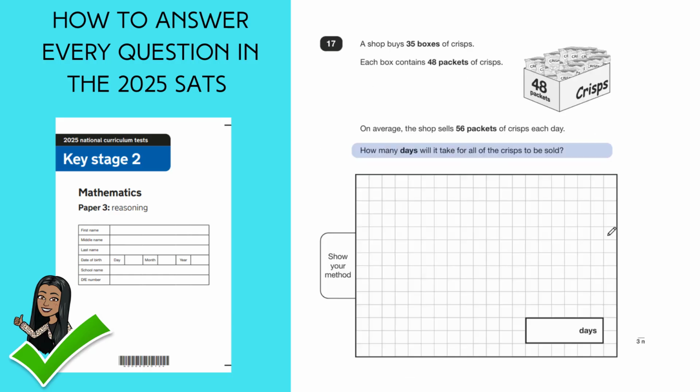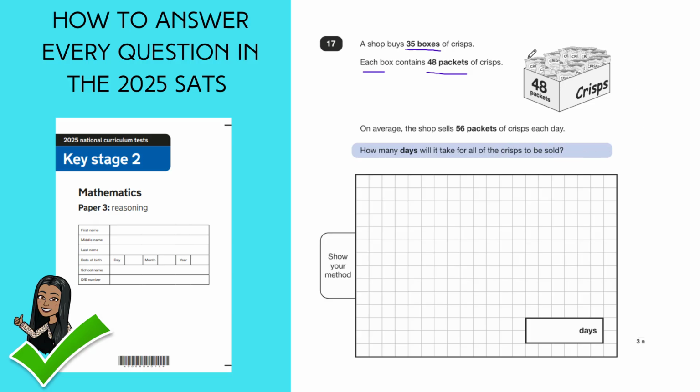Question 17. This question is worth 3 marks, so that means a lot of methods, a lot of working out to be shown. A shop buys 35 boxes of crisps. Each box contains 48 packets of crisps. So we've got an illustration here. Here's one box containing 48 crisps, but the shop is buying 35 of these boxes. On average, the shop sells 56 packets of crisps each day. How many days will it take for all the crisps to be sold?